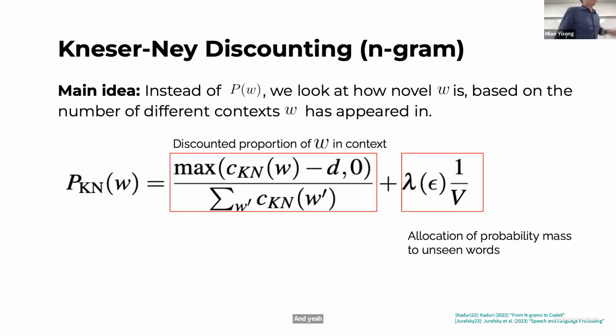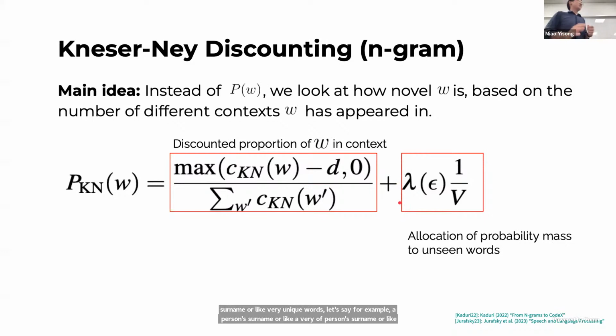You realize that at the right hand side we have this lambda epsilon 1 over V. This is to account for out-of-vocabulary words, where we have very unique words, like for example a person's surname or a scientific term that is not seen in, say, a literature corpus. This ensures that we will not have the out-of-vocabulary problem, and therefore avoids the sparse data problem that people had back in the day.